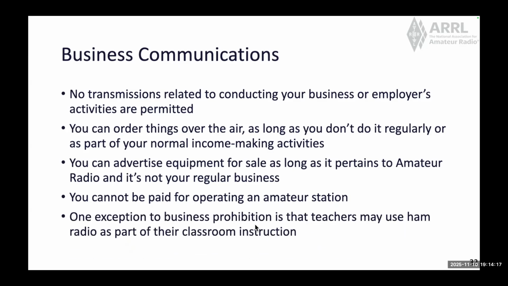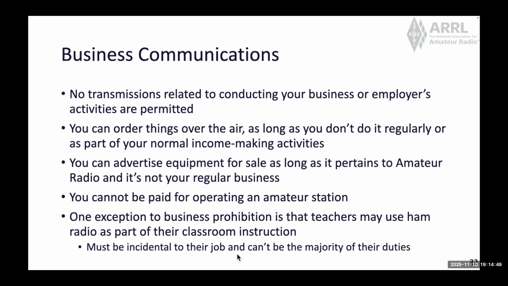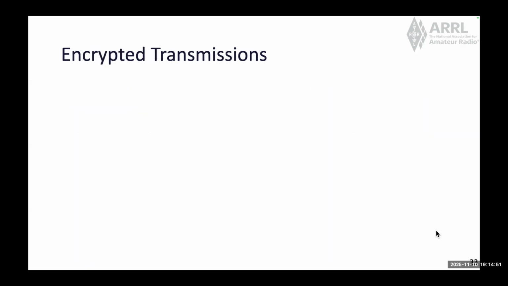One exception to the business prohibition is that teachers may use ham radio as part of their classroom instruction. So what that means is I'm a teacher and I'm very interested in showing my students about ham radio. I can teach them about ham radio. I'm being paid to teach, but I'm teaching ham radio as part of my classroom instruction, so I can be paid for that. So teachers are exempt from that. It must be incidental to their job and can't be the majority of their duties.